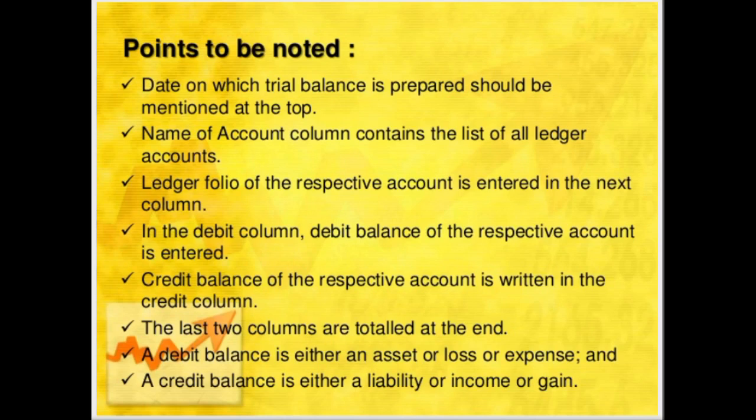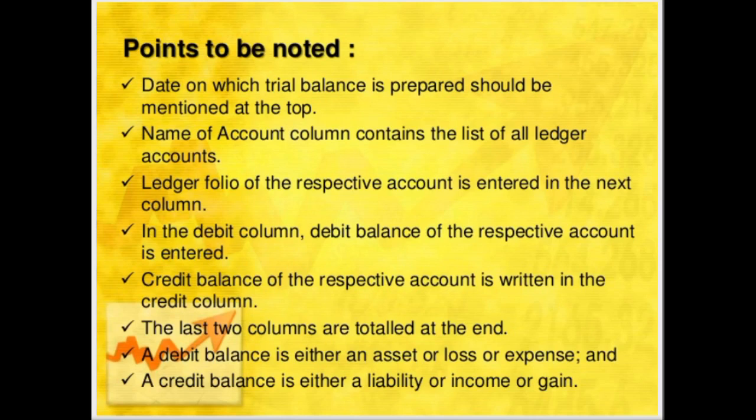Ledger folio of the respective accounts is entered in the next column. So after that, there is the next column of ledger folio. So we have to write the number of the account on the ledger folio page. On the page on which that account appears in the ledger, we have to mention that number in the ledger folio column. In the debit column, the debit balance of the respective account is entered. So in the debit column, we have to write only the debit balances of a particular account, and in the credit column only the credit balance has to be entered.